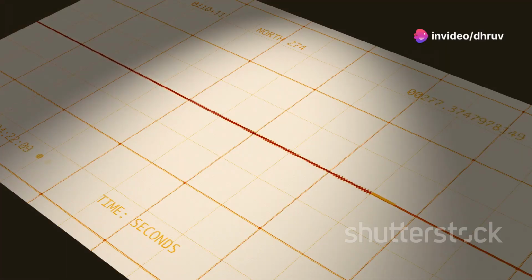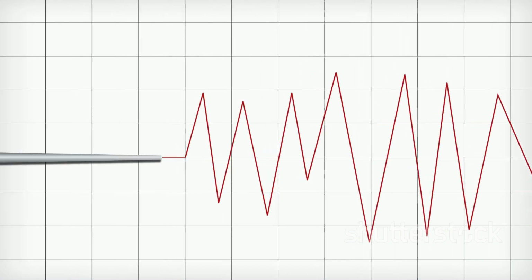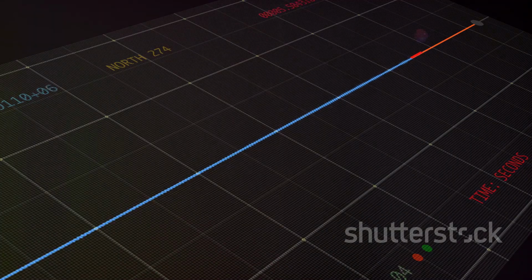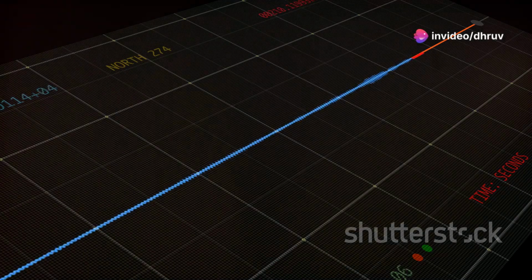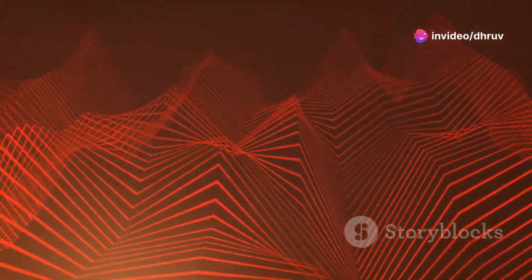A seismograph has a base that sits firmly on the ground. Attached to the base is a pen on a spring which is free to move. When the ground shakes, the base moves but the pen stays still. This difference in movement is recorded on a piece of paper or digitally. The result is a seismogram, a graph that shows the waves.